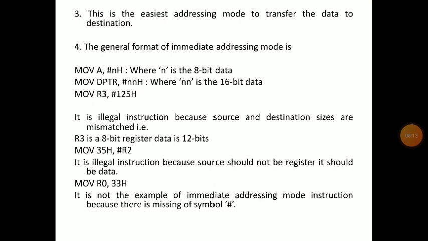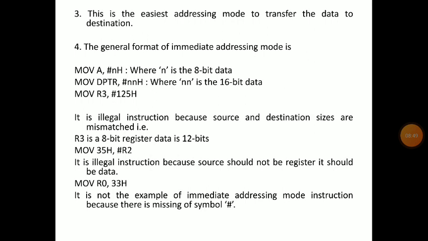In the third instruction below the dptr instruction, we have move r3 comma hash 125h. That is a 12-bit number, right? Hexadecimal, each digit is equal to a 4-bit number. If we represent it in binary, then 3 hexadecimal digits will be equal to 12 bits. So it is an illegal instruction because source and destination sizes are mismatched, right?